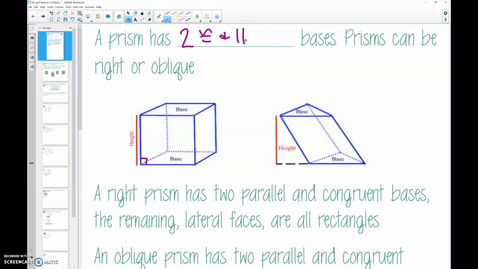Okay. And they can either be right or oblique. So right is exactly how you think of right angles. They're perpendicular, they stand up straight. Oblique looks like these figures on the right here where they're just a little slanted.